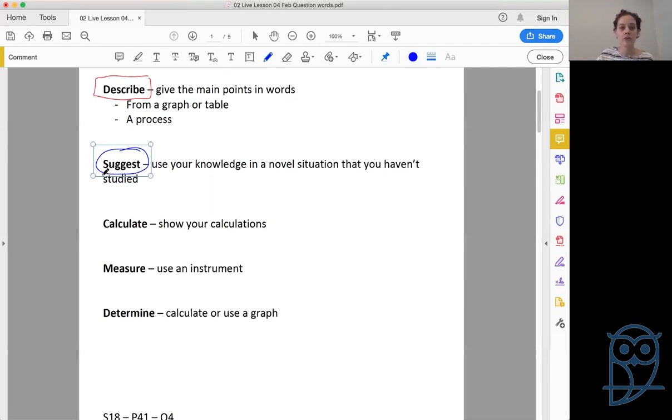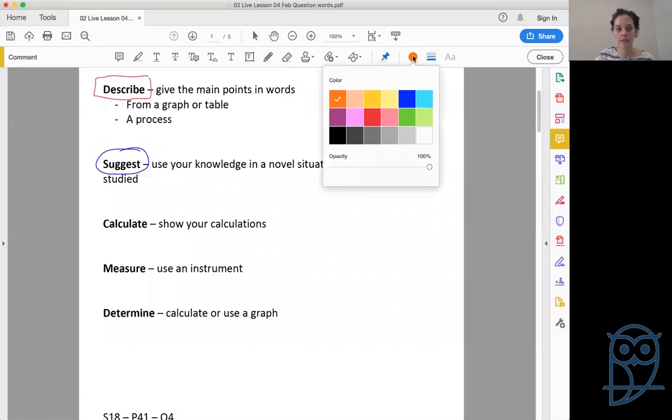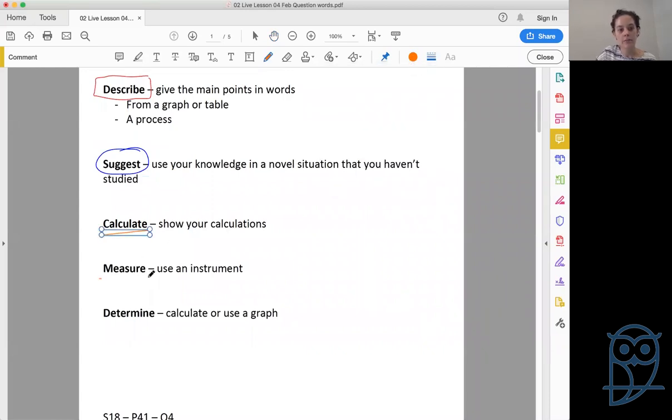Okay, so your next round of words that sit together are calculate, measure, and determine. So here we're getting slightly more logical, slightly more mathematical. Calculate. We're going to do a calculation. Yes, you get a calculator when you do your biology exams, but it's really important that you remember to show your calculations.